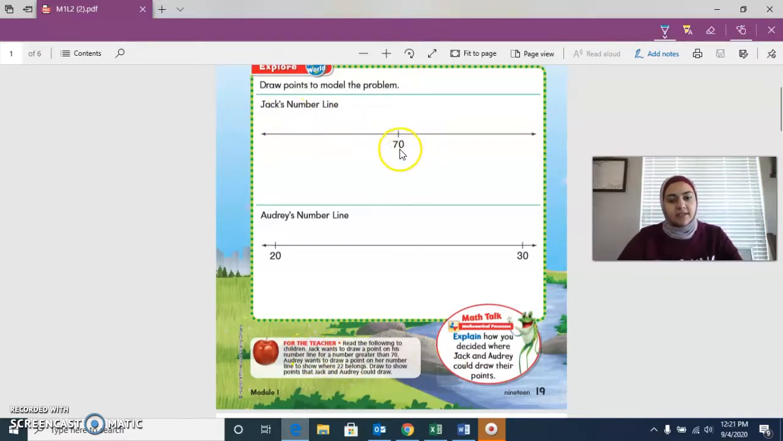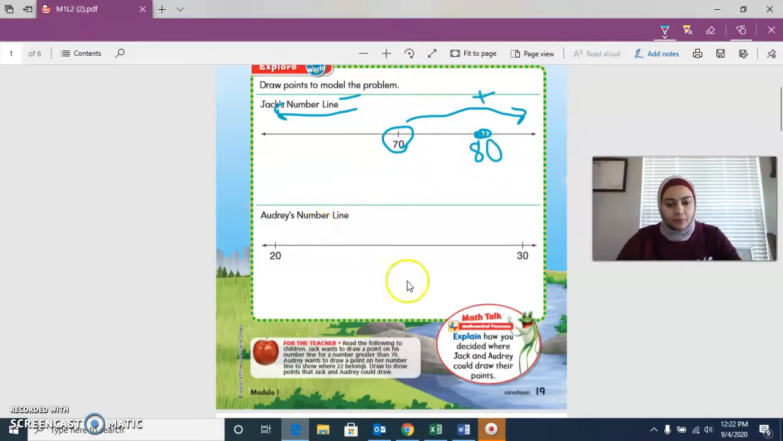So Jack wants a number bigger than 70. If 70 is here and he wants a number bigger, then that number is going to go on this side, right? And if it's smaller, then it's that side, right? Because this is moving up, you're getting bigger, and this is going back, you're getting smaller. So what's a number greater than 70? How about 80? Is 80 bigger than 70? It is. So let's write 80 right here.